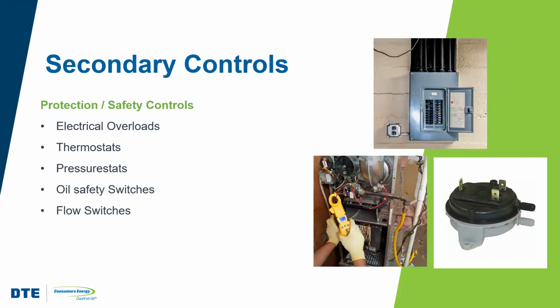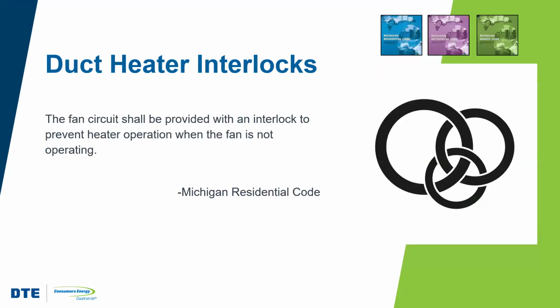Some other secondary controls might be in place to shut down the equipment in the event of adverse conditions, or for example, to make sure that there's airflow before burners start, right? So this is protecting the equipment. So code often requires that there be some of these secondary controllers in place.